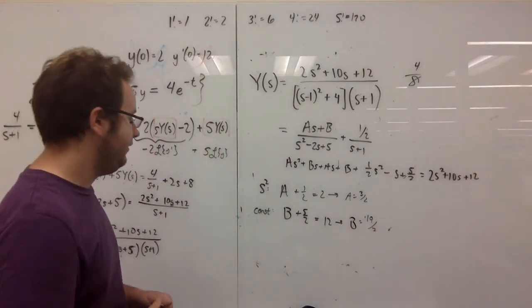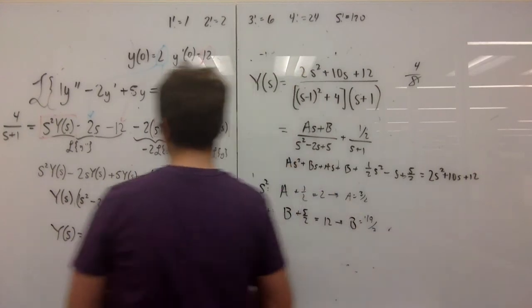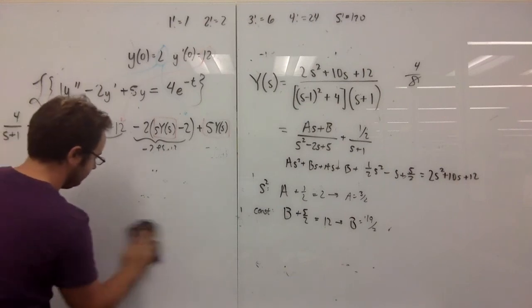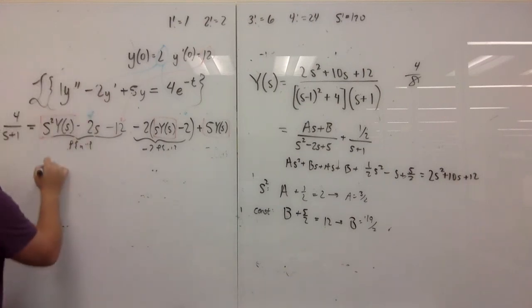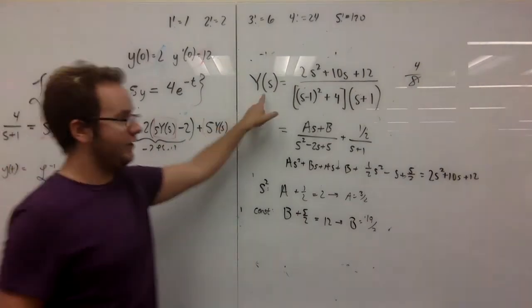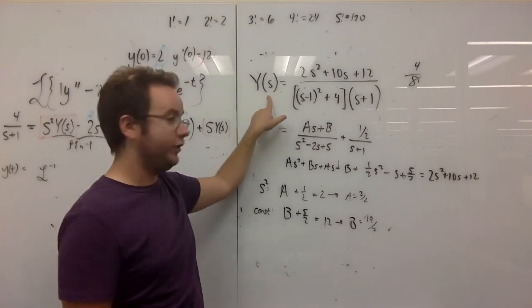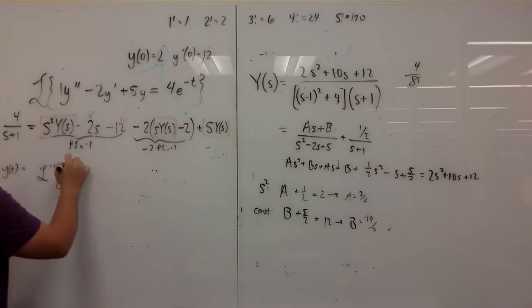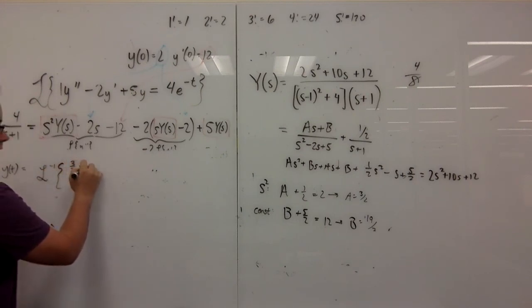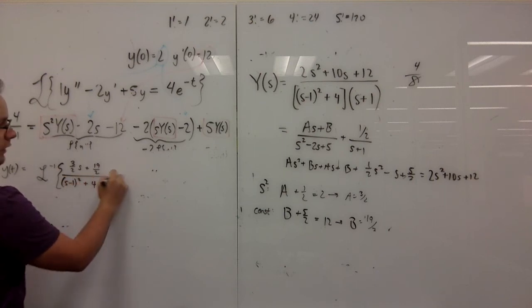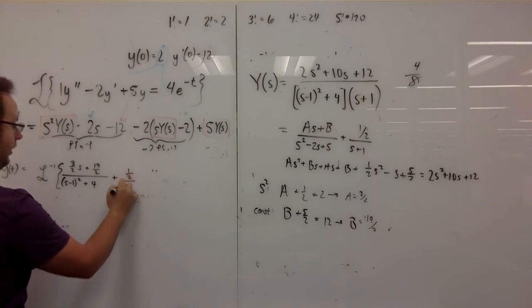Cool. So we have a, b, and c. Let's take it over here now. We want to find the Laplace inverse of y of t. So basically, here's the deal. This is y of s. And if we find the Laplace inverse of this, we'll find our solution to our differential equation. So we're going to find the Laplace inverse of 3 halves s plus 19 halves, all over, now we'll complete the square, s minus 1 squared plus 4. Then we have plus 1 half over s plus 1.